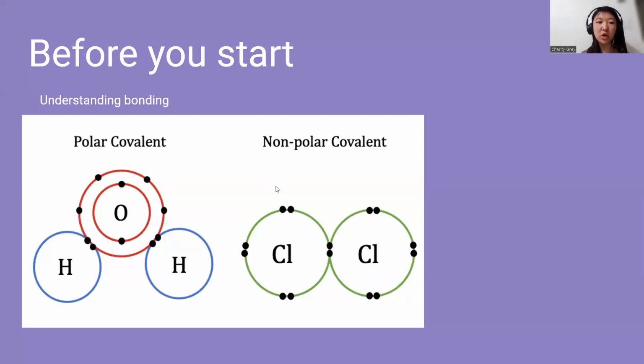So before you start, you also want to generally know what polar covalent and non-polar covalent is. They're basically the same thing. They're all sharing electrons, as you can see here. But the only difference is that they're not sharing evenly. So for example, water, H2O, has 1 O and 2 H's. H2O is water. It's not sharing evenly.